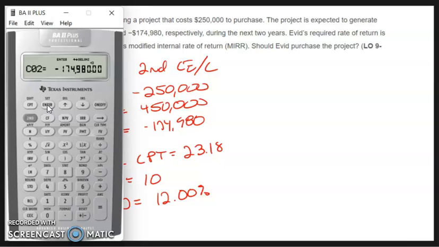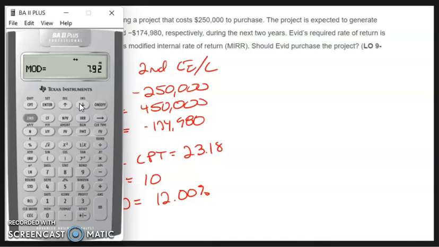So the important point here is that since there are two negatives, that means that there are two internal rates of return for this project, which pretty much does make the internal rate of return meaningless. So IRR and compute, 23.18. So go down to our reinvestment rate, and that's 10. Enter. Now the calculator calculated it as 7.92, which is incorrect.